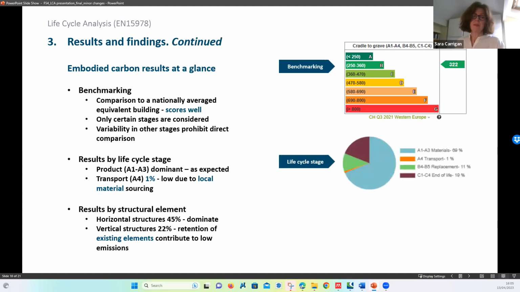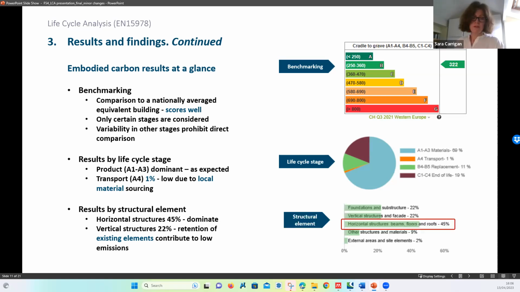So these results provide a comparison to a national average equivalent building, and in this respect, the cottage scores very well. Then we can consider results by life cycle stage, and as expected when operational energy impacts are out of the picture, the product manufacturing stage dominates. As noted, transport distances are set to account for emissions as if all materials originated in Ireland, and this is reflected in the very low impact for this stage at just 1%, which clearly demonstrates the value of local material sourcing.